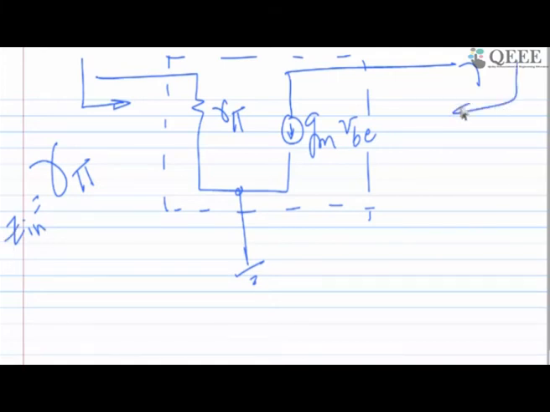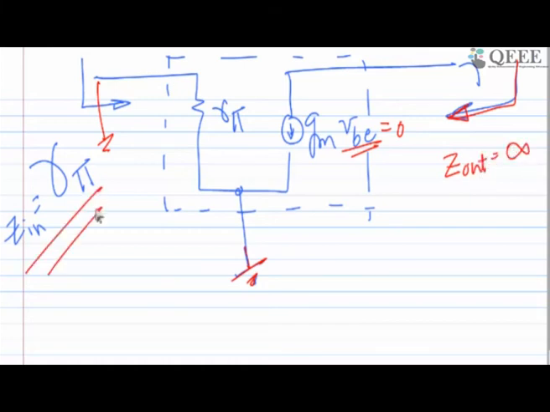If I look from the output side, by keeping the input side shorted to ground, so if this is 0, this is 0, VBE becomes 0, so the whole quantity becomes 0. So if I am looking from this side, the current is 0, meaning I am seeing an open circuit. When it's open circuit, output impedance is infinity. So you can see two values are coming: Zin equal to R pi, Zout equal to infinity.